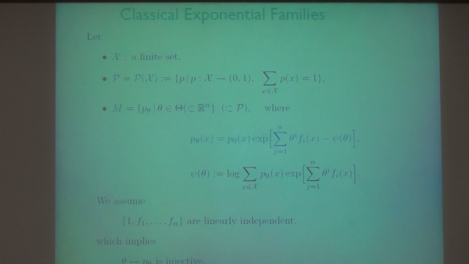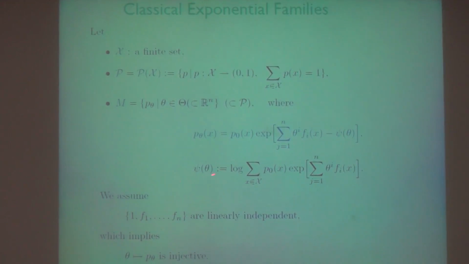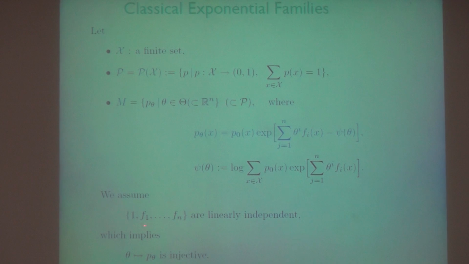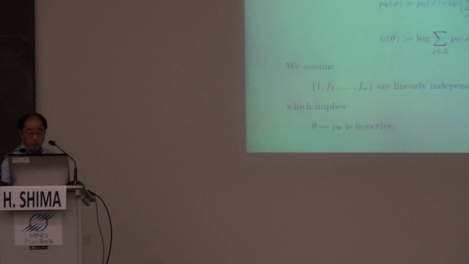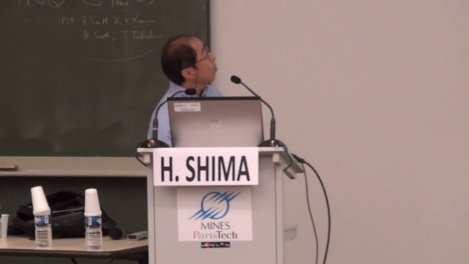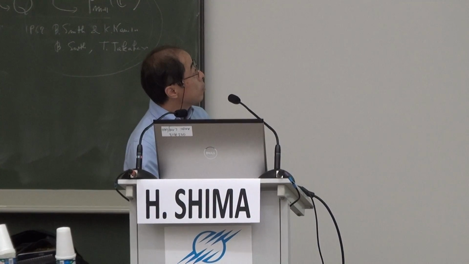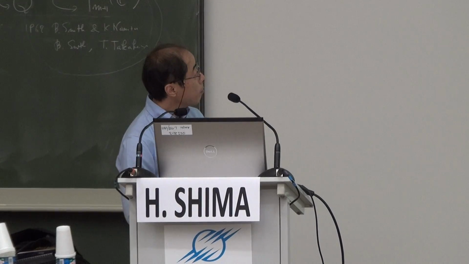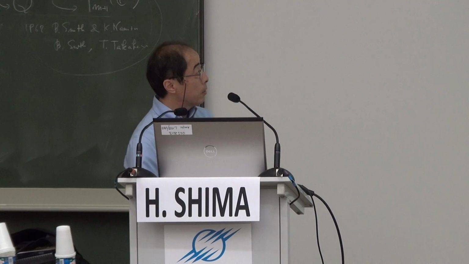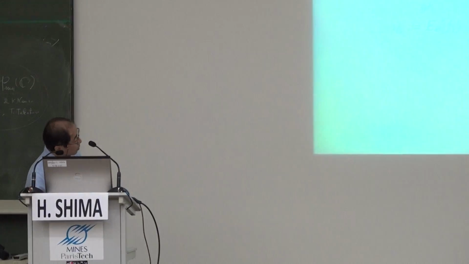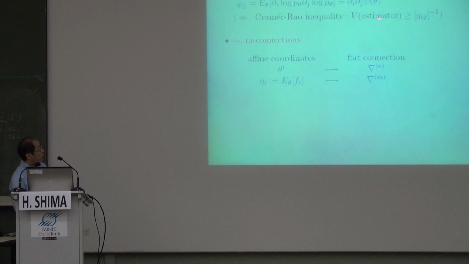So this is an exponential family with the potential function psi(theta). Here we assume that the set F_1 through F_n together with the constant function are linearly independent, which ensures that the parameterization is injective. On the manifold M we have the following structures. First, the Fisher information metric is defined like this, for which the Cramér-Rao inequality holds for any unbiased estimator, where V is the variance-covariance matrix of the estimator.